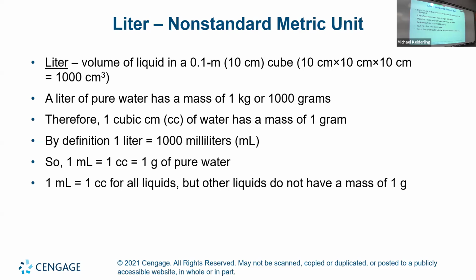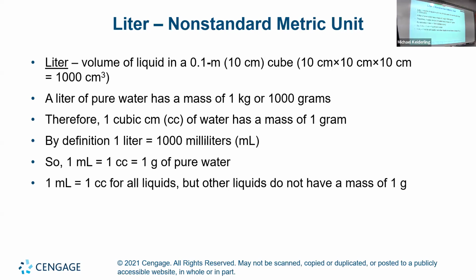The liter is the volume of liquid in a 10 centimeter cube. It's 1,000 cubic centimeters. And a liter of pure water will have a mass of 1 kilogram or 1,000 grams. So 1 cubic centimeter of water has a mass of 1 gram. That means the density of water is 1 gram per cubic centimeter. This is incredibly useful and convenient.